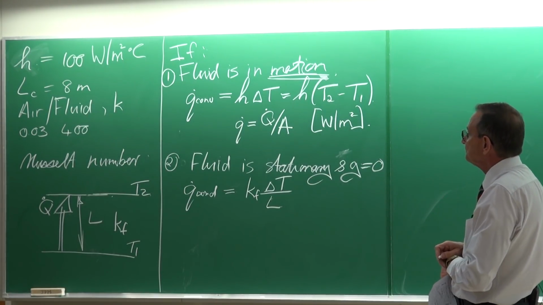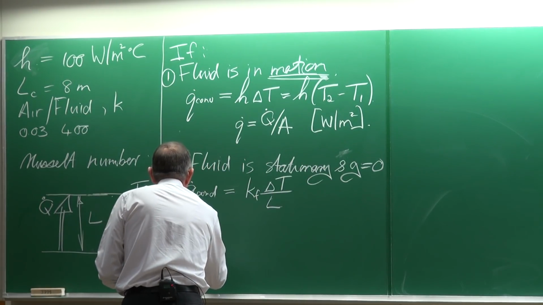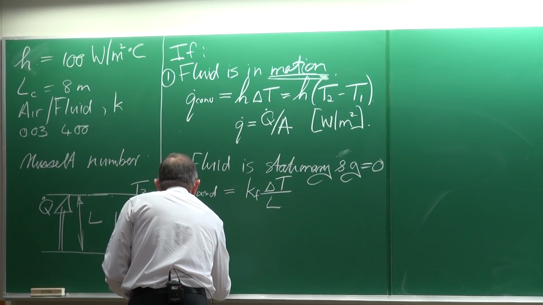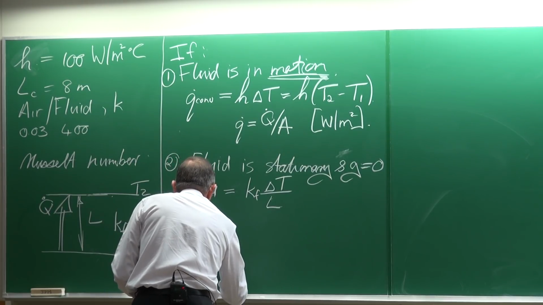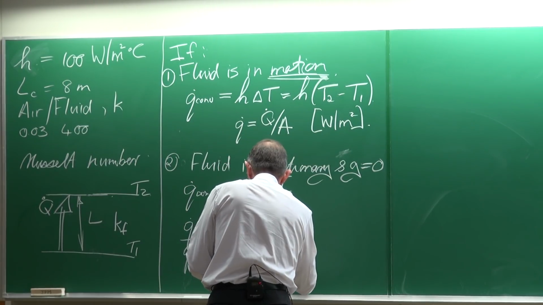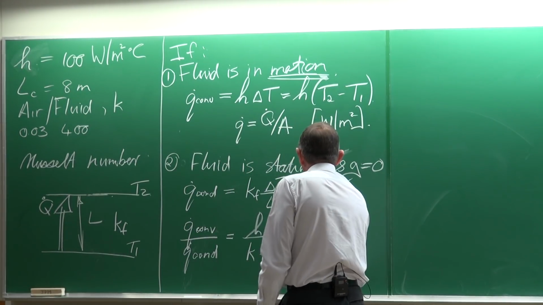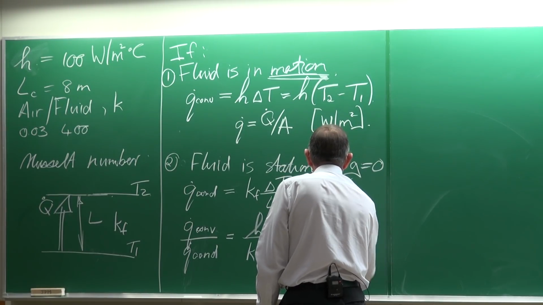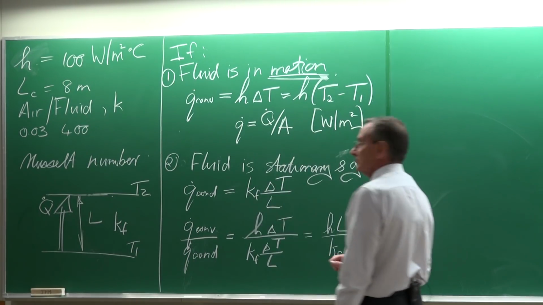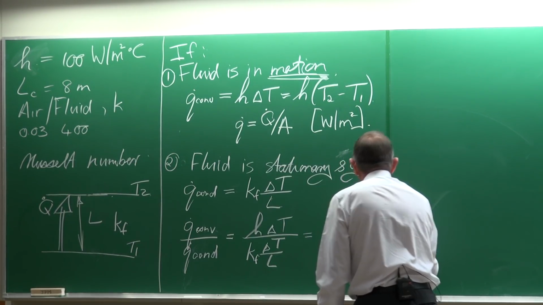So if we now look at the ratio of the convection heat transfer divided by the conduction, then it would be equal to the heat transfer coefficient multiplied by delta T divided by K delta T divided by L, which is equal to the heat transfer coefficient multiplied by L divided by K of the fluid, okay, which is equal to the definition of the Nusselt number.